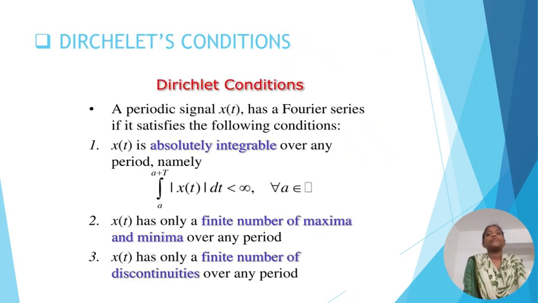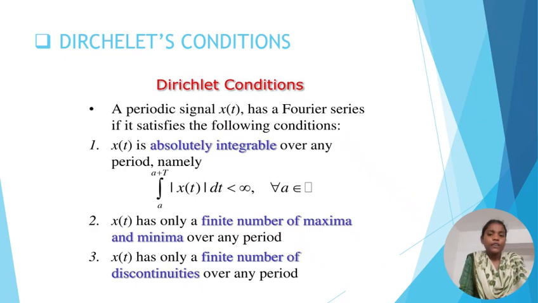So finally we discuss the Dirichlet conditions. The Dirichlet conditions say a periodic signal x of t has a Fourier series if it satisfies the following conditions. x of t is absolutely integrable over any period, namely the integral from a to a plus T of the absolute value of x of t dt is less than infinity. x of t has only a finite number of maxima and minima over any period. x of t has only a finite number of discontinuities over any period.